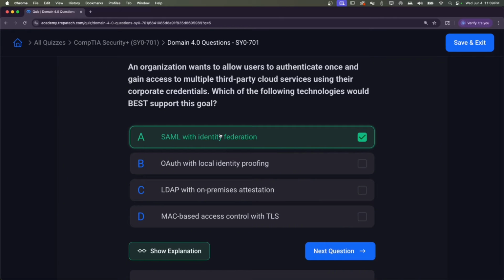Okay, so SAML. A good example of SAML is you using your university's email to access Office 365. So we have that single identity provider, which is your university's email, that's granting you access to third party services like Office 365.